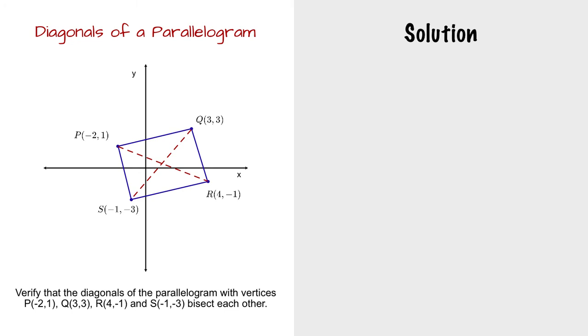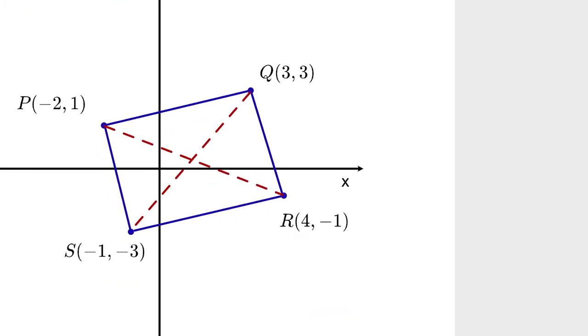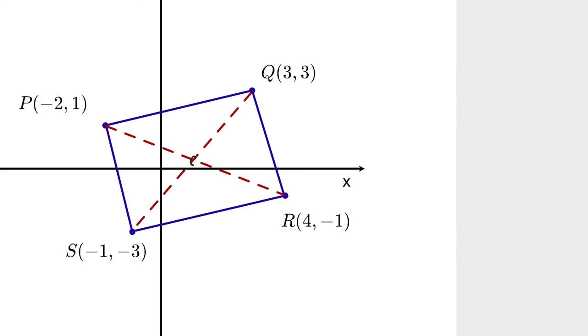Diagonals of a parallelogram. This is more of a classic problem that you get to use these two formulas. So what we want to do at this point now is to verify the diagonals of a parallelogram with the following vertices bisect each other. Bisection means you're cutting it in two, and if you're cutting it in two, that would mean that the midpoints of both of those diagonals would have to be the same.